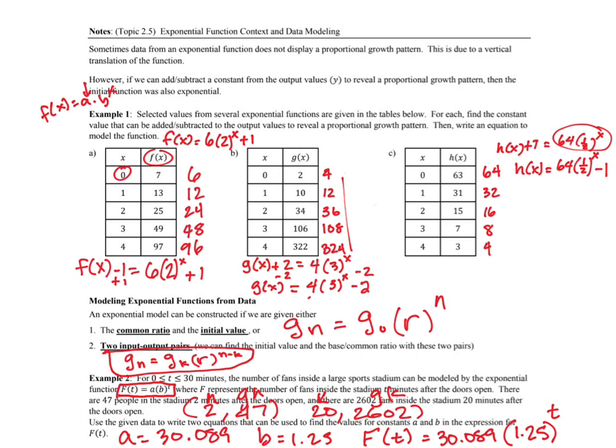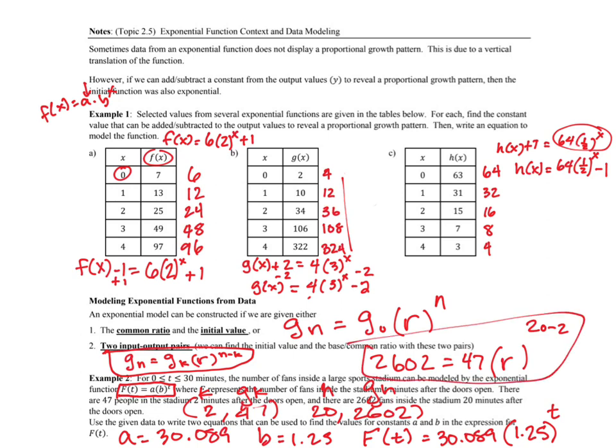So you could have said, I would have swapped and I would have put this one to be the k stuff. So instead of using n and g of n and k and g of k, I would have put the bigger number as n. So when you plug in, you could have had 2602 equals 47 times r to the 20 minus 2. Right? And this is an equation. So there, done.